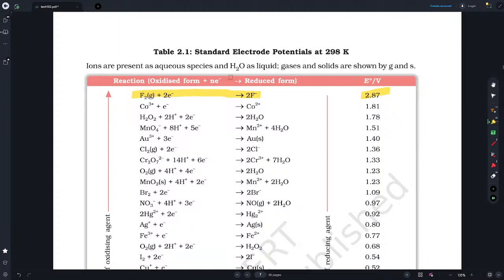We can understand by this that the tendency for fluorine gas to accept electrons to become fluoride ions is really high. So as fluorine is getting reduced, we can assume that fluorine is a really strong oxidizing agent. As fluorine has a high tendency to get reduced, it is a really strong oxidizing agent, as it can take the electrons, getting reduced by itself.